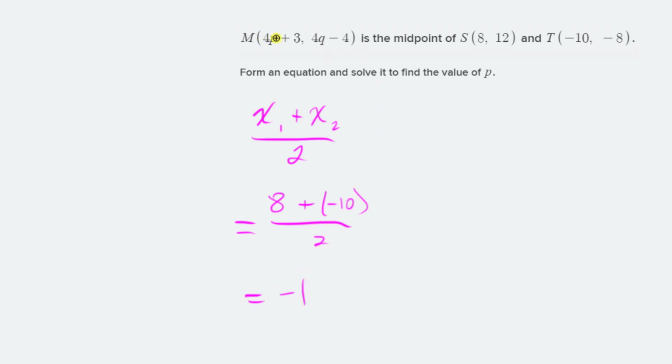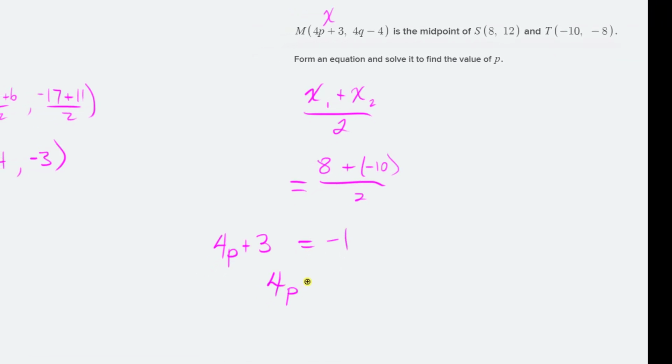Okay. That means that this value right here, 4p plus 3, should be equal to negative 1 because I've been told this is the midpoint. So now I can solve for p. So I'm going to subtract 3 on both sides, get negative 4, and divide both sides by 4. Negative 4 divided by 4 is negative 1. I end up with negative 1 again. Just a coincidence, I'm sure.